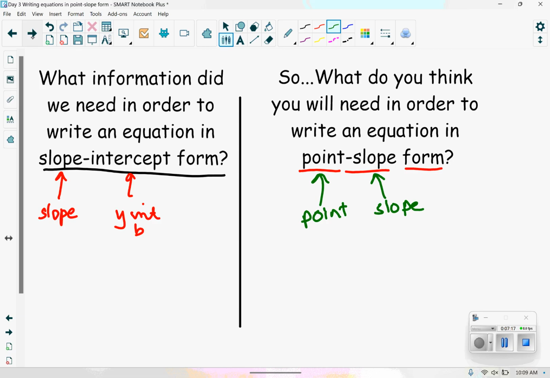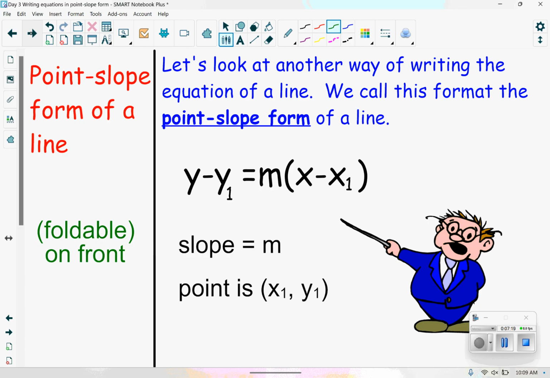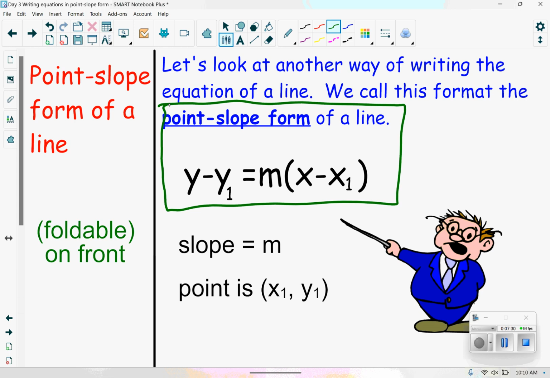So go and get out your foldable. Now we're in the last of the 3 windows, the far right-hand side. This is your point-slope form right here. So it's called the point-slope form. And notice it's y minus y sub 1. The 1 is down. It's a subscript. That's why I say sub 1. Equals m, which is the same m, still the slope. Parentheses x minus x sub 1.